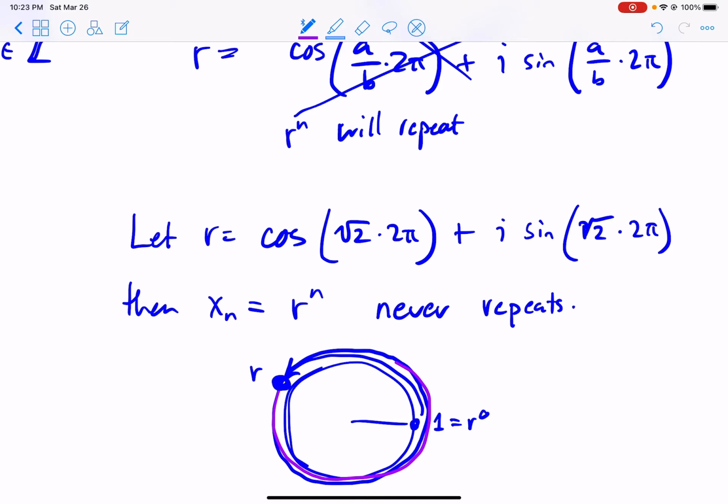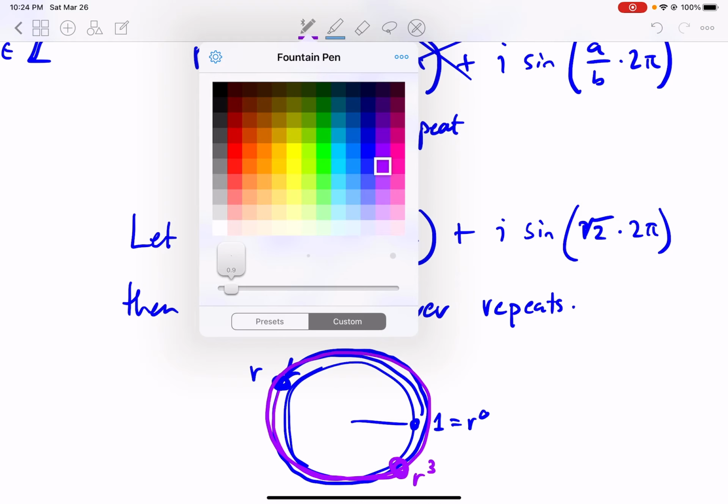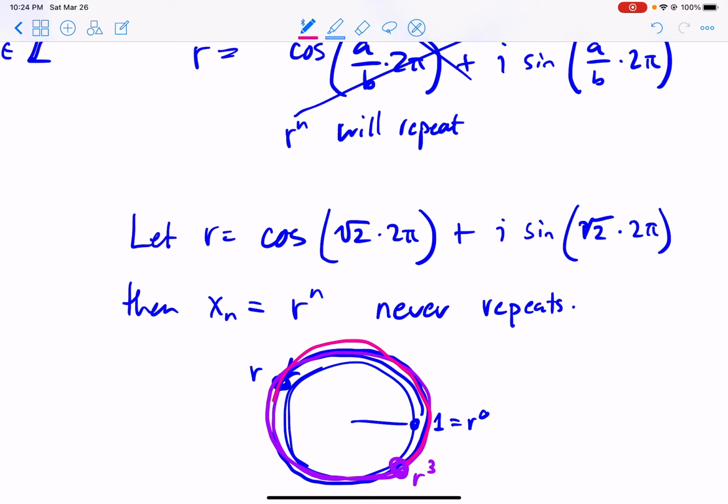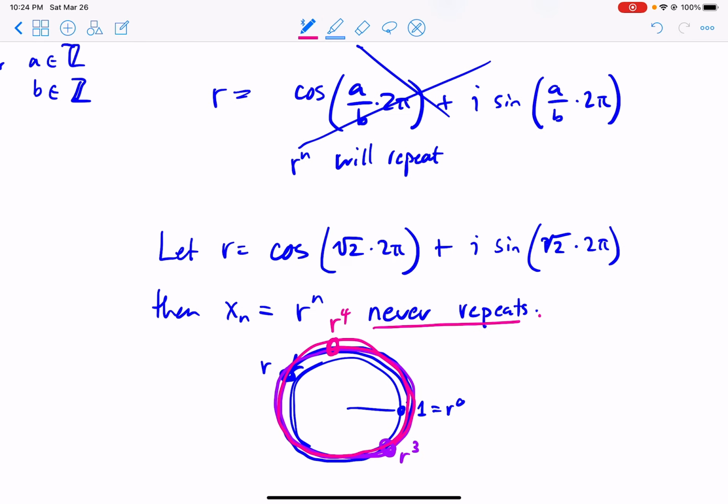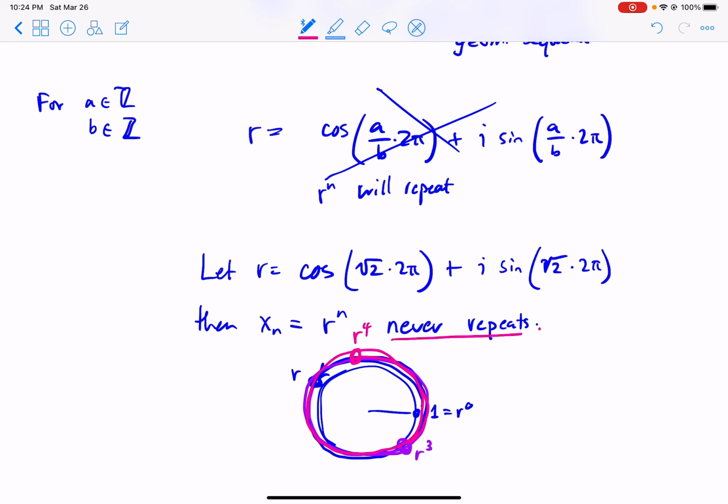Well, it goes a whole 2 pi and then another 0.4 times 2 pi, so here's maybe r to the 3rd. And then I have to go around again by a whole 2 pi and then a 0.4 of 2 pi, so maybe here is r to the 4th. And the claim is, every time, even though we're going to fill in, it will actually never repeat. Because the square root of 2 is not a fraction, since square root of 2 is not a rational number.